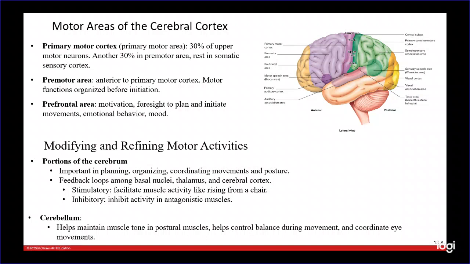All right, this is another very important slide because it goes into detail about where things happen and what is happening in each region of the brain. So make a note card and say premotor area. I'm not going to need for lecture that it's anterior to the primary motor cortex, but I do need to know that the premotor area is where motor functions are organized before anything even starts to happen.